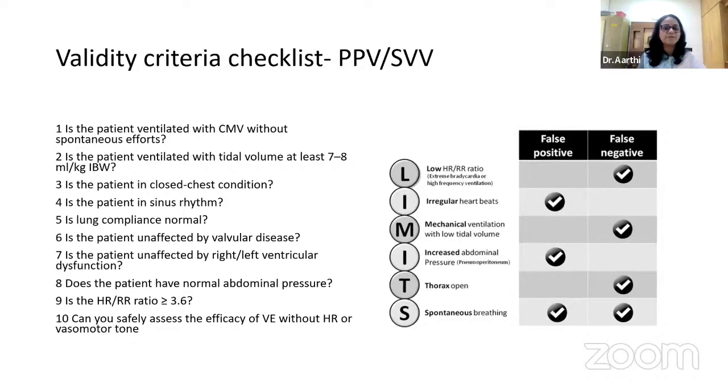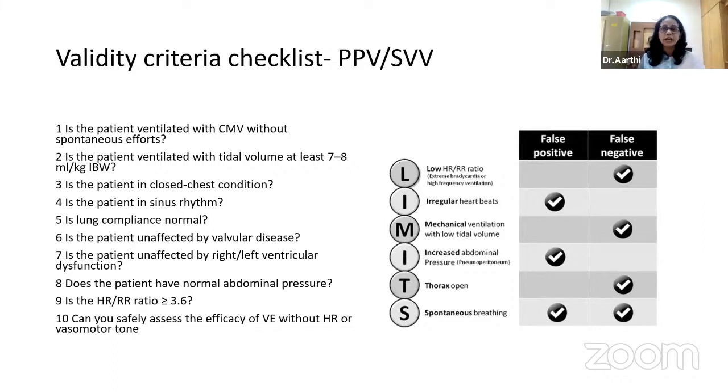The patient has to be on controlled mechanical ventilation without any spontaneous effort. The ventilation should be a tidal volume of 7 to 8 ml per kg ideal body weight. There should not be any open chest conditions, in the sense that open chest injuries should not be present. The patient should not have any forms of arrhythmias, and the compliance of the lung should be normal so that pressure transmits and we can understand the heart-lung interactions during positive pressure ventilation.